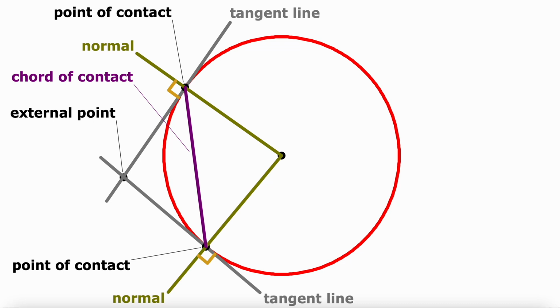A point of contact is a point at which a tangent line touches a circle. The tangent line and the normal line intersect perpendicularly at the point of contact. A normal is a line perpendicular to the tangent line. Lastly, a chord of contact is a chord whose endpoints are 2 points of contact. When we draw 2 tangent lines to a circle from an external point, these tangent lines touch the circle at 2 distinct points. The line segment connecting these 2 points of contact is called the chord of contact.